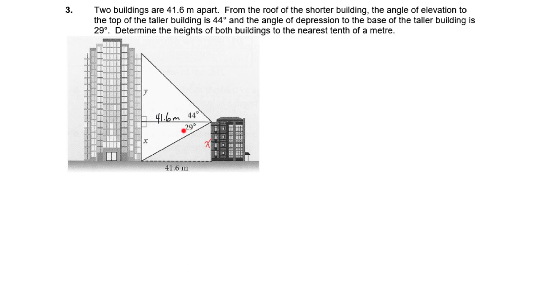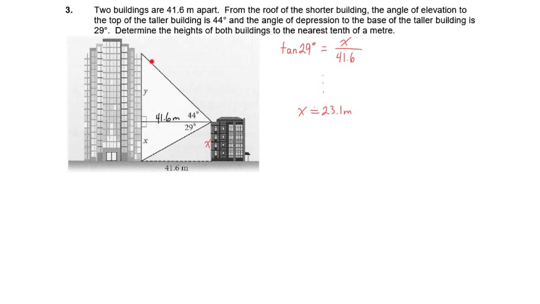This is our reference angle. X is the opposite side. 41.6 is the adjacent side. Opposite, adjacent. Hey, tangent again. All these questions we're using tangent. So I can solve that. Tan 29 equals X over 41.6. If I do the work, X is 23.1 meters.